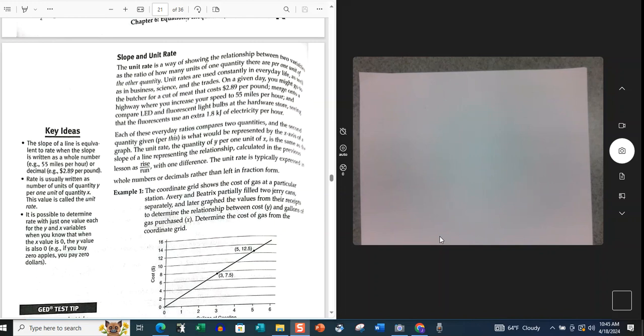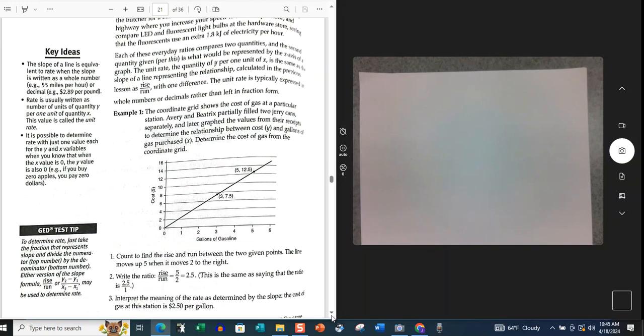The unit rate, the quantity of y per 1 unit of x, is the same as the slope of a line representing the relationship, calculated in the previous lesson as rise over run, with one difference. The unit rate is typically expressed in whole numbers or decimals rather than left in fraction form. So in this case, when we're doing the unit rate for this graphing, we're going to write it as a whole number or a decimal and not leave it as a fraction. Okay, let's take a look at example 1.